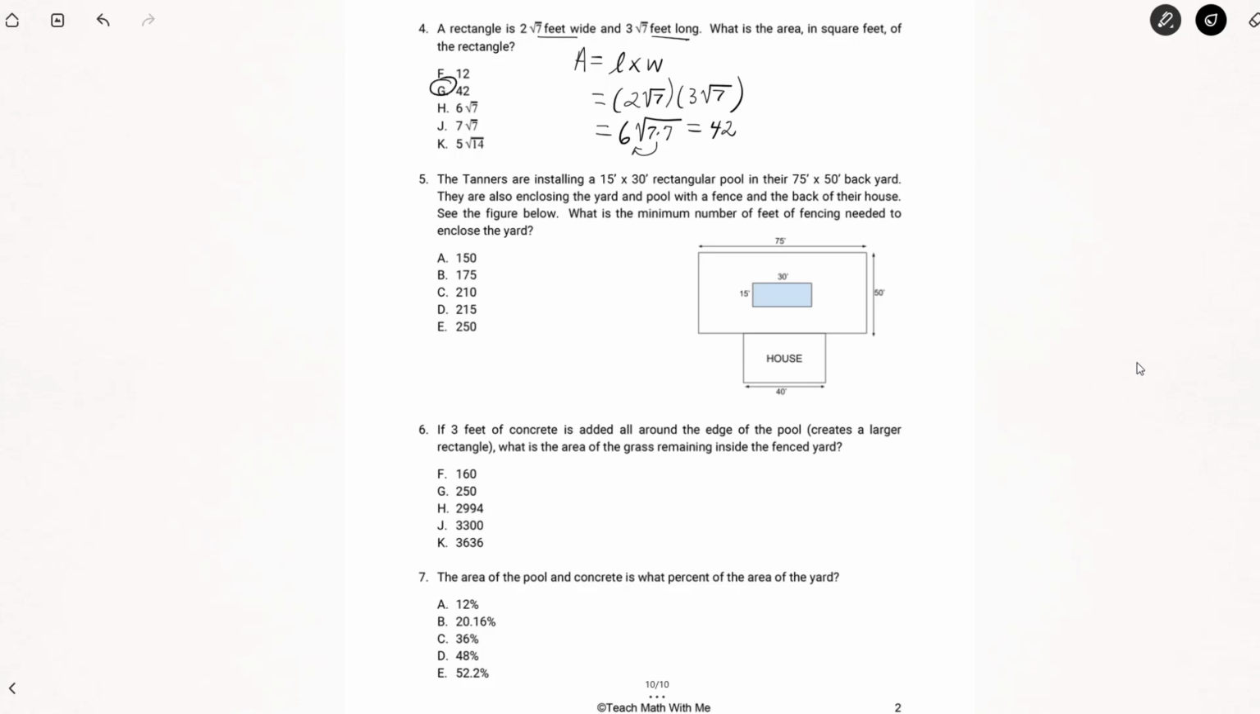You should also know how to put radicals in your calculator, so you could do that as well if you didn't do it by hand, and you would have still come up with answer choice G, 42.